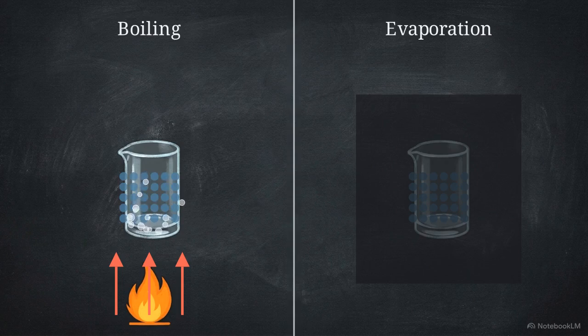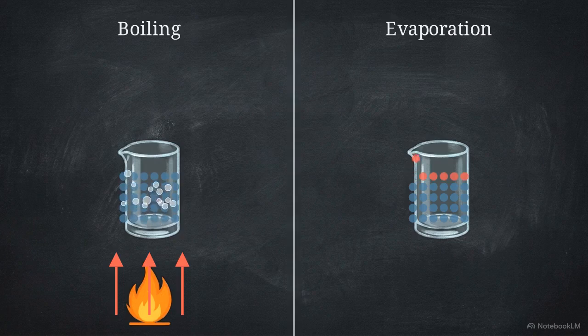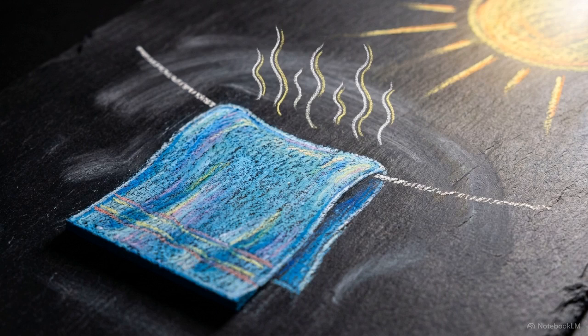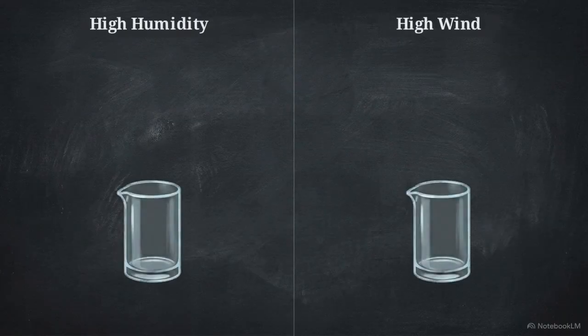Boiling, on the left, is a bulk phenomenon. Particles from the entire volume gain enough energy to vaporize, creating chaotic bubbles at the heat source. Evaporation, on the right, happens completely below the boiling point. It is strictly a surface-level event, where individual high-energy particles break away from the top layer and escape into the air. Because it is restricted to the top layer, expanding the exposed surface area, like spreading out a wet towel, directly accelerates the rate of evaporation. Increasing the ambient temperature further speeds up the process by giving more surface particles the kinetic energy they need to escape.